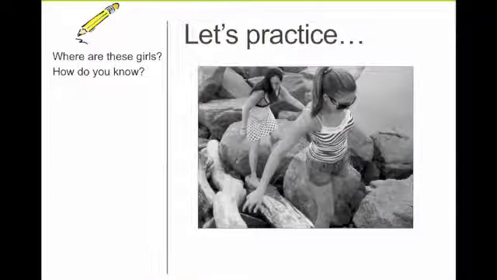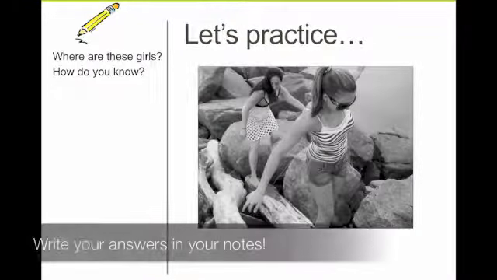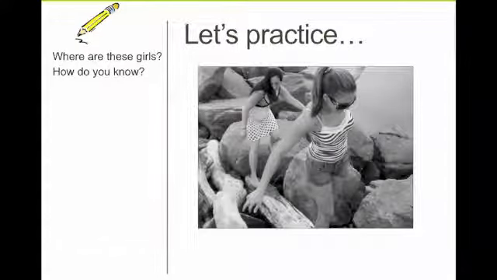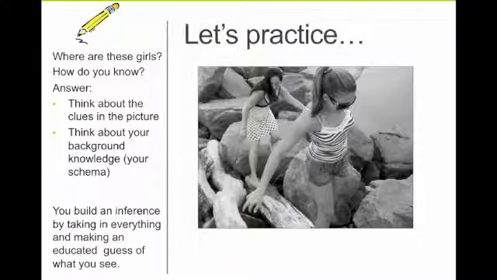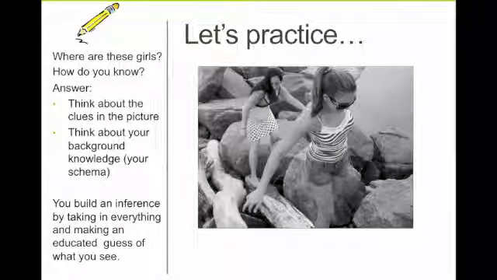So let's do some practicing. Where are these girls? And how do you know? This is more of a mental image idea, and so you're accessing all of your information. You are looking at clues. Think about the clues in the picture. Think about the background knowledge that you know. Think about making a connection, about if you've ever been to a place like this. You're building an inference by taking in everything and then making an educated guess about what you see. Write down in your notes where you think these girls are.